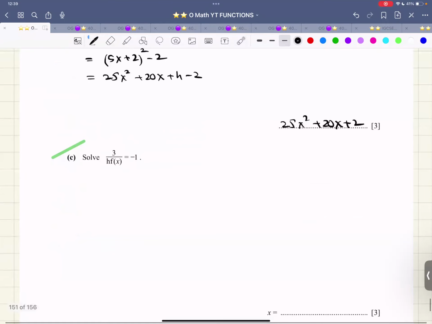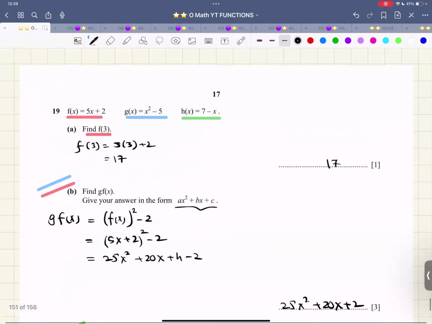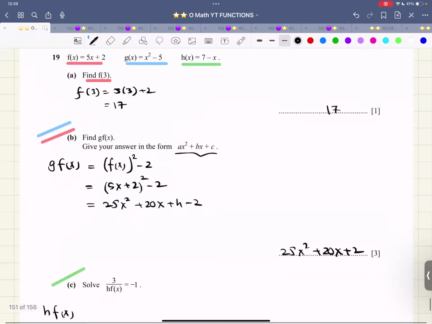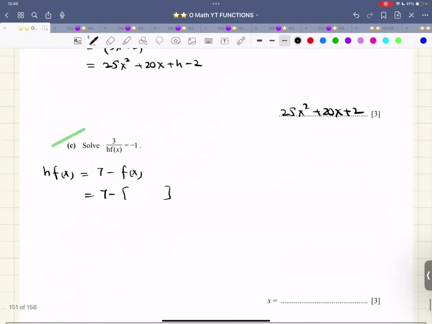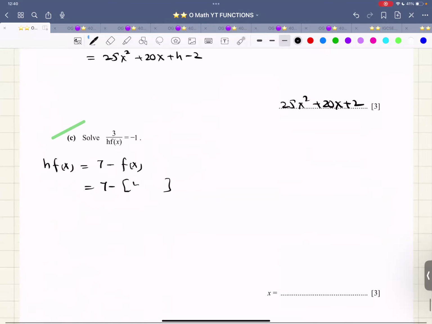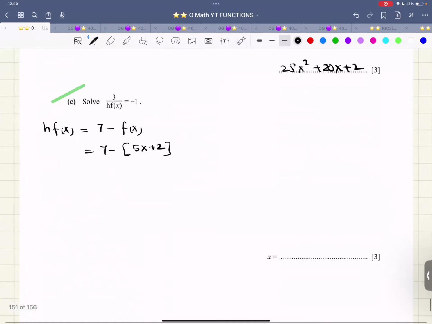Part 3, h of f(x). First evaluate h of f(x). That means f(x) inside h(x). So 7 minus x means 7 minus f(x). That is 7 minus, use brackets, 5x plus 2. So this is 5x plus 2. So 7 minus 2 is 5. That is 5 minus 5x.